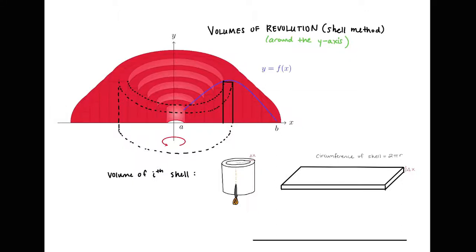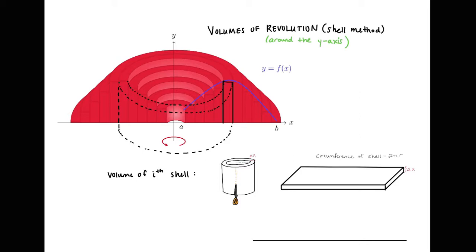Hi, so in this video we are going to continue our discussion of volumes of revolution, but we are looking specifically at the shell method, and this video is going to focus on finding the volumes of solids that have been generated by revolving a region around the y-axis. So let's take a look at such a solid.